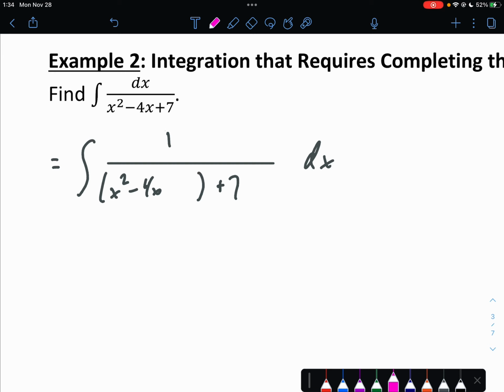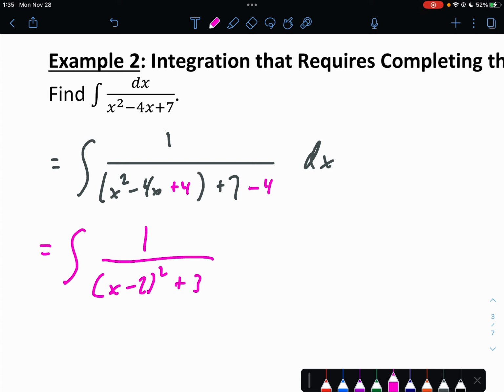All right, then we're going to complete the square. So negative 4 over 2 squared is negative 2 squared, which is 4. So I'm going to add 4 here and add 4 here. Now this becomes 1 over x minus 2 squared. Oops, sorry, I meant to subtract 4 here.